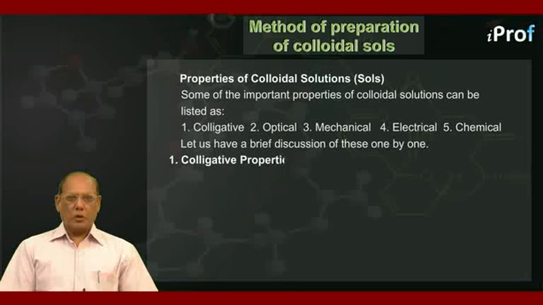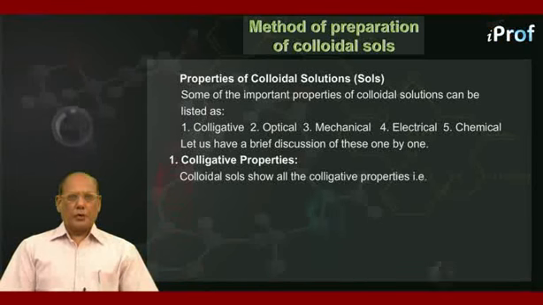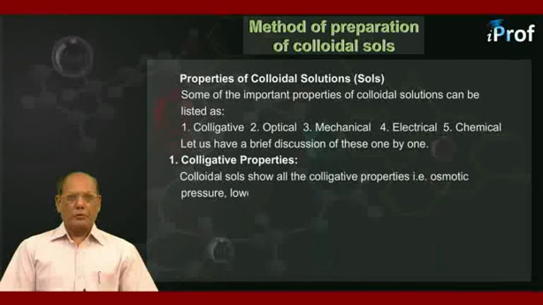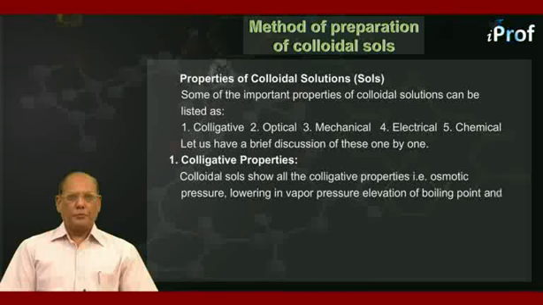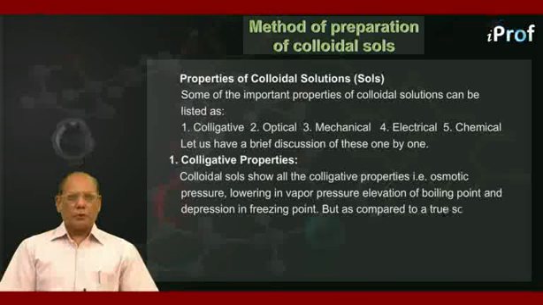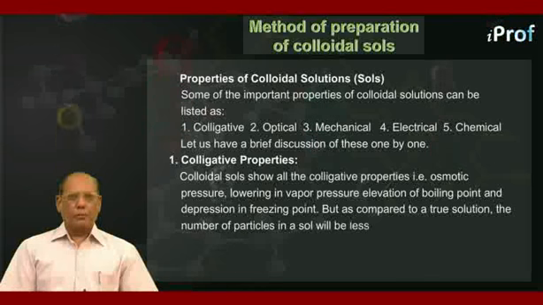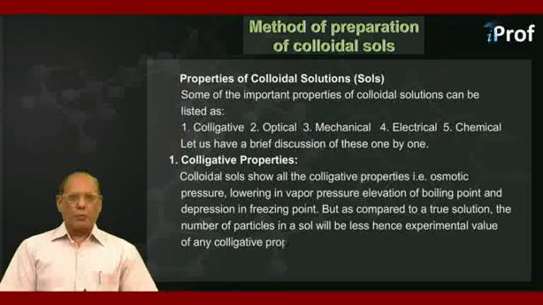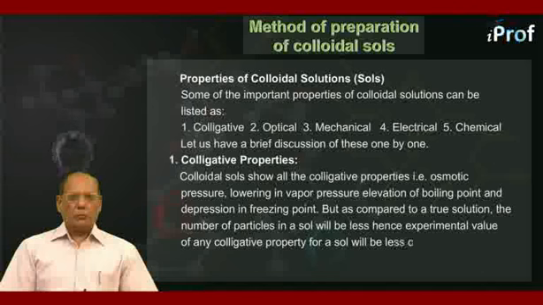Number 1, colligative properties. Colloidal sols show all the colligative properties. For example, osmotic pressure, lowering in vapor pressure, elevation of boiling point, and depression in freezing point. But as compared to a true solution, the number of particles in a sol will be less. Hence, the experimental value of any colligative property for a sol will be less or very small.